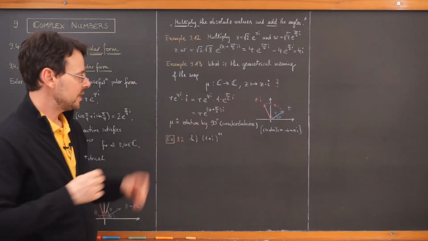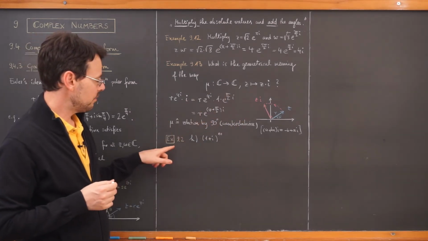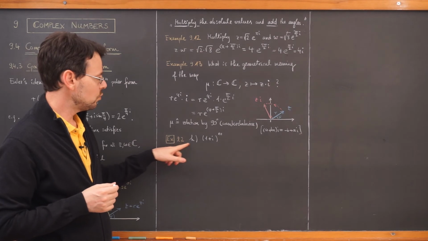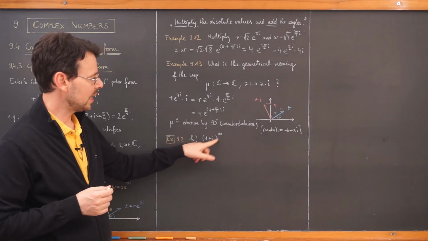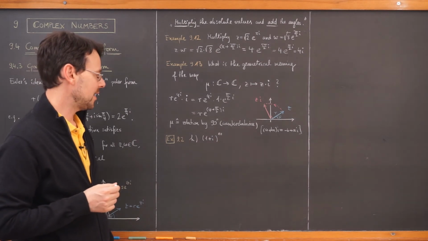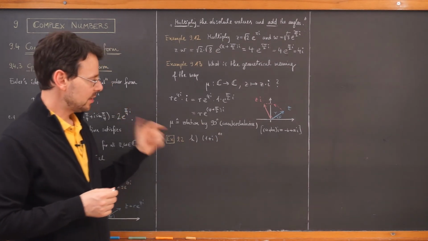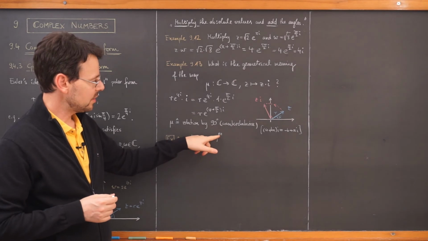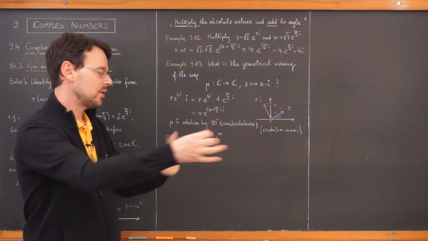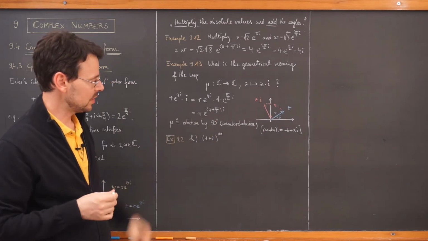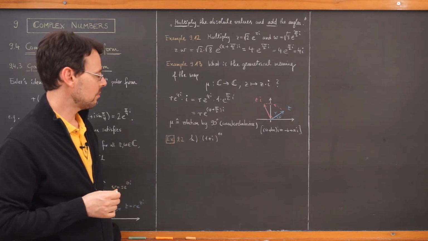So as a final example, if you remember exercise 9.2h, this was this tricky expression here, 1 plus i to the power of 10. Back then, in another video, we used the trick writing this as (1 plus i) squared to the power of 5, and then we could expand it, but this is much more easily done in polar form.